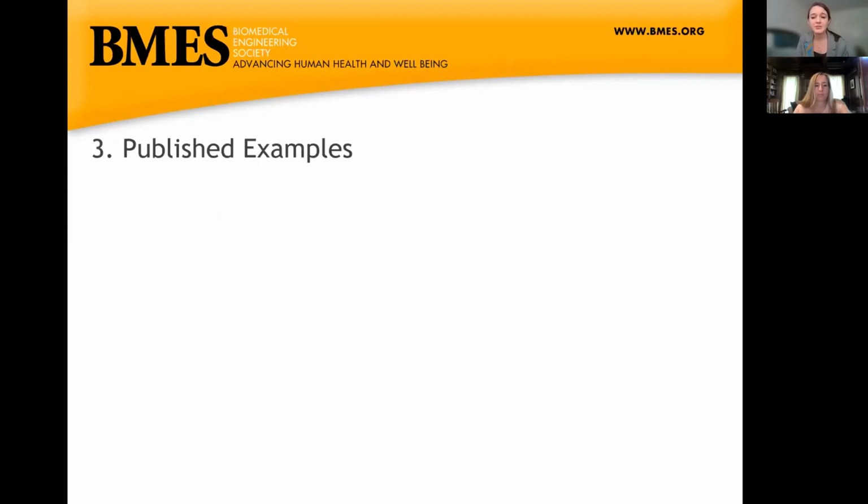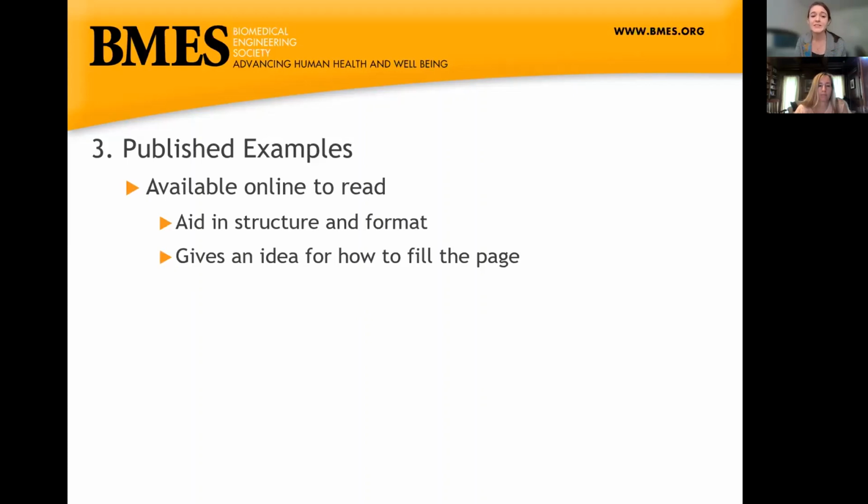Lastly, you want to make sure you're utilizing the BMES archive, which is posted online. These are all the abstracts that have been submitted and accepted at BMES, and they are posted publicly for you to read. And these are super useful in looking at the structure and format and how you're going to fill the page. So things like, where should my figure be, or how big should my figure be, or how detailed should I go in my methods. This is a good metric for determining how to fill that one page that you're given so that it's both aesthetically pleasing and encompassing the necessary detail that you need.